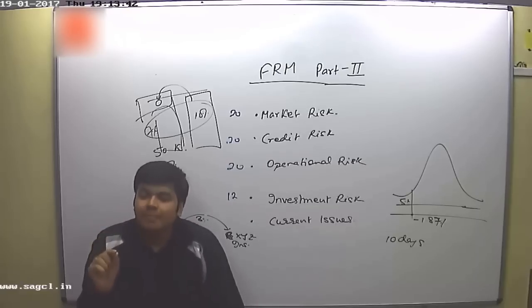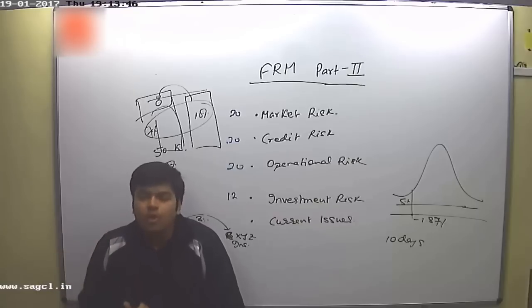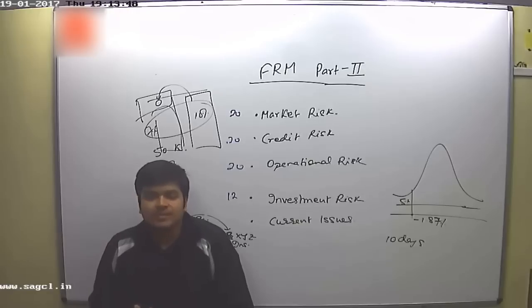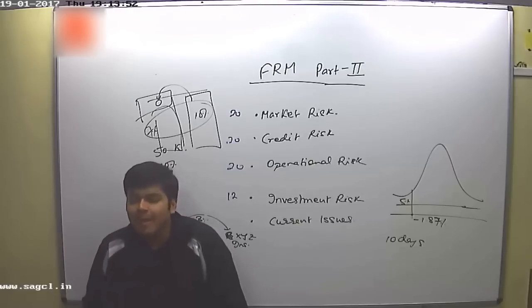Allocation of capital will happen. So will you allocate more capital to me or to the other manager who's earning lower return on a risk adjusted basis? So allocation of capital and all will be happening according to that.